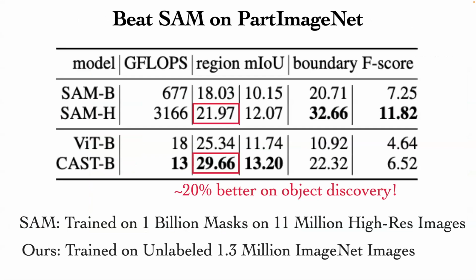So the highlight of this is that if we benchmark on object discovery and part discovery, just focusing on objects, we are beating SAM, the large model, by 8% better. And SAM is trained on 1 billion masks on 11 million high-res images. We are trained on unlabeled 1.3 million ImageNet images.